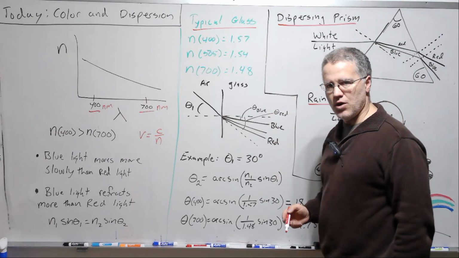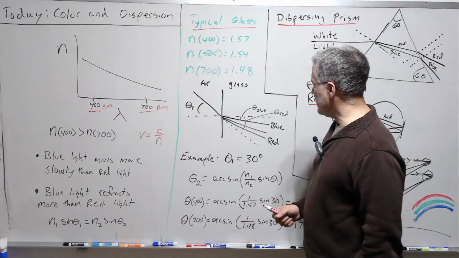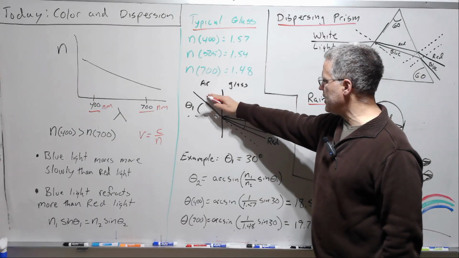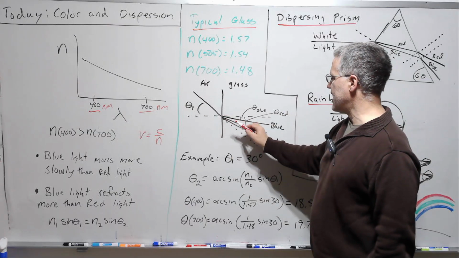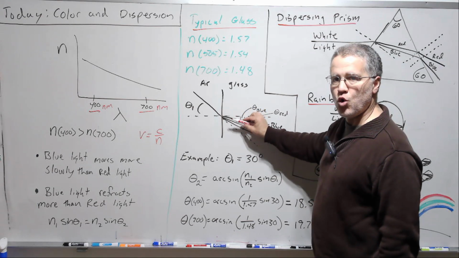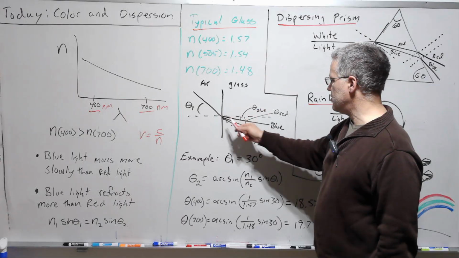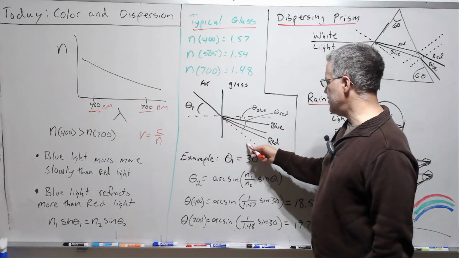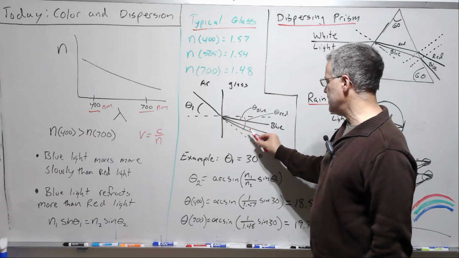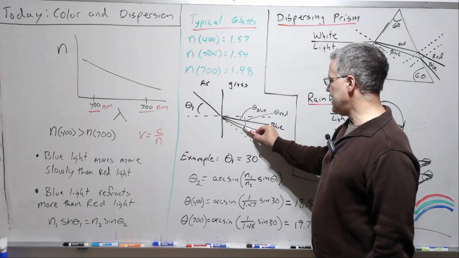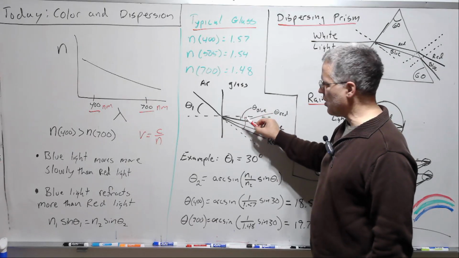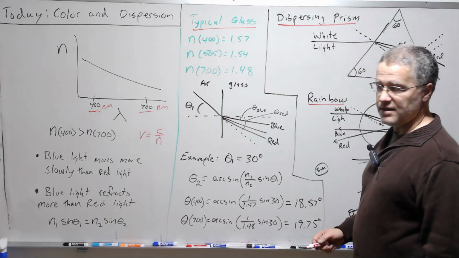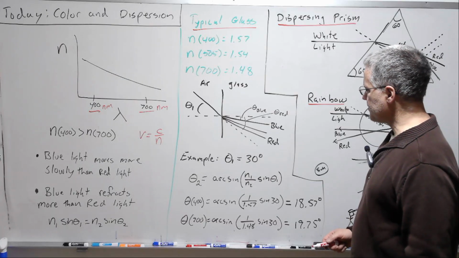And we know that as we pass from the lower index to the higher index of refraction, the light is bent towards the normal. So here's our normal. Here's the ray if there was no difference in index of refraction. Red light bends less, blue light bends more as we hit that interface and enter that substance.